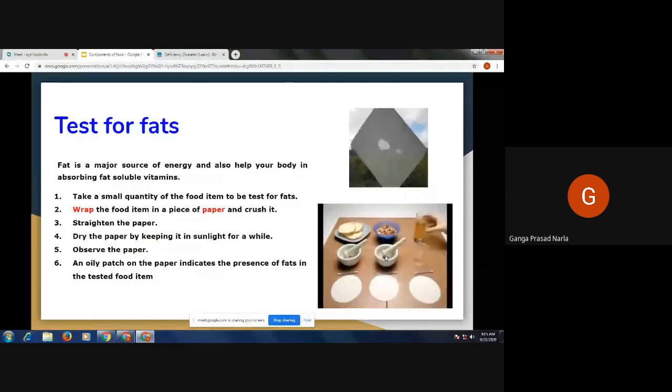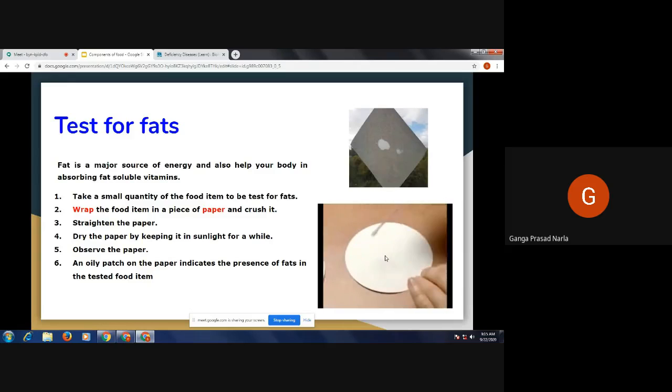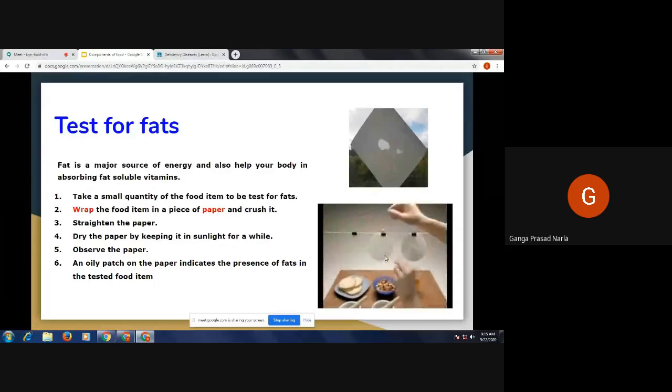If that paper contains oil patches in it, that food item contains fats. Oily patches on the paper indicate the presence of fats in the food item.